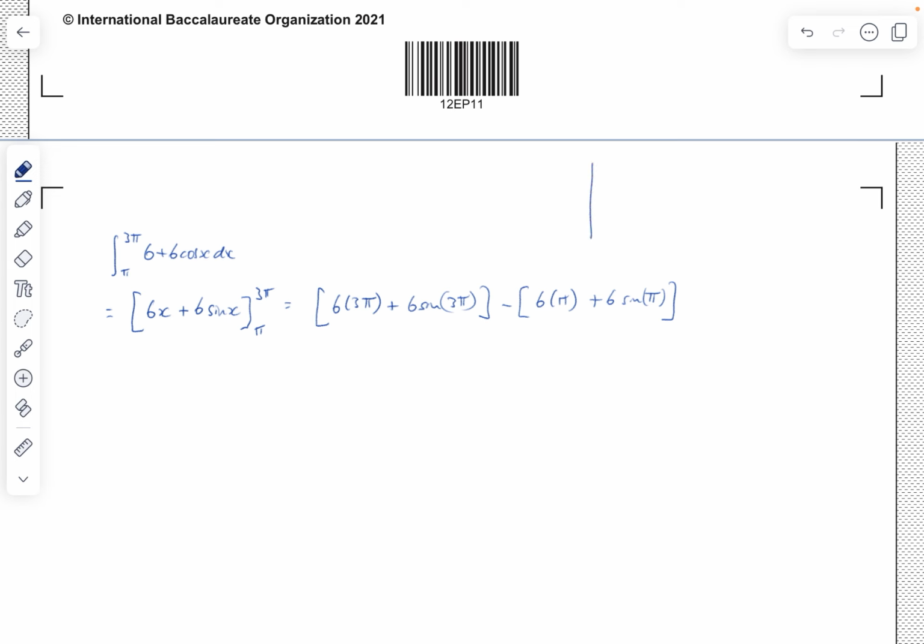Let's look at the sine graph and see where we go. Sine graph here, 0, 2 pi, this must be pi. Oh, sine pi is 0, and if we go to 3 pi as well, sine of 3 pi is 0. So this equals 6 times 3 pi, which is 18 pi, plus 0, subtract 6 pi, subtract 0, which equals 12 pi, which is what we wanted to show.